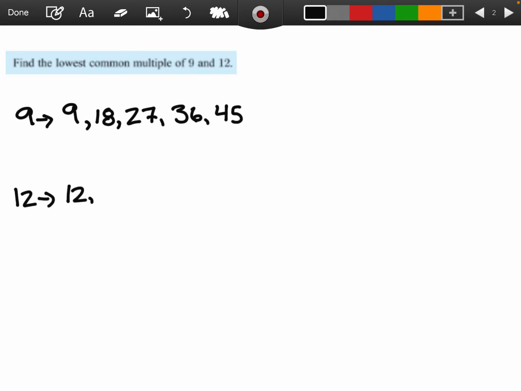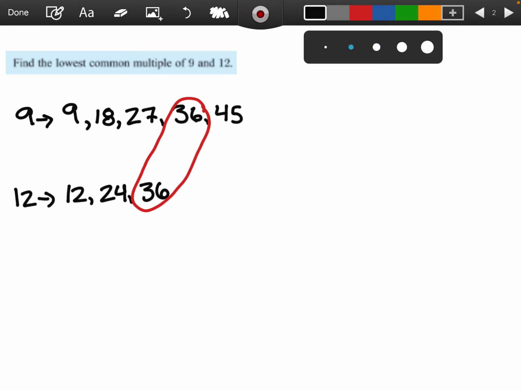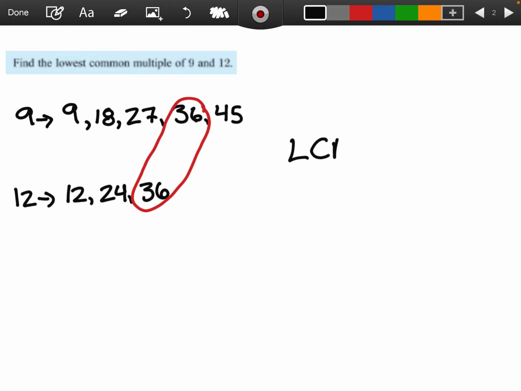So the multiples of 12 will be 12, and then 24, and 36, look at that. 36 appears in both lists, and it is the first number that appears in both lists. So the answer to this, the lowest common multiple of 9 and 12, is 36. That's one method you can choose. You can do prime factors. That's another method you can choose.